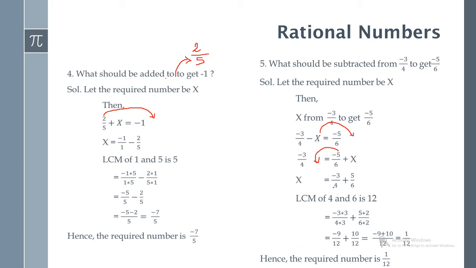Now the denominator value is 4. So in the 4 table, 12, how many times will it go? 3 times. So 4 into 3 is 12. So into 3. Next, in the 6 table, into 2. So minus 9 by 12 plus 10 by 12. Denominator value is similar. So 12, 9 plus 10. Now plus into minus is minus. 10 minus 9 is 1. 1 by 12. Hence the required number is 1 by 12.